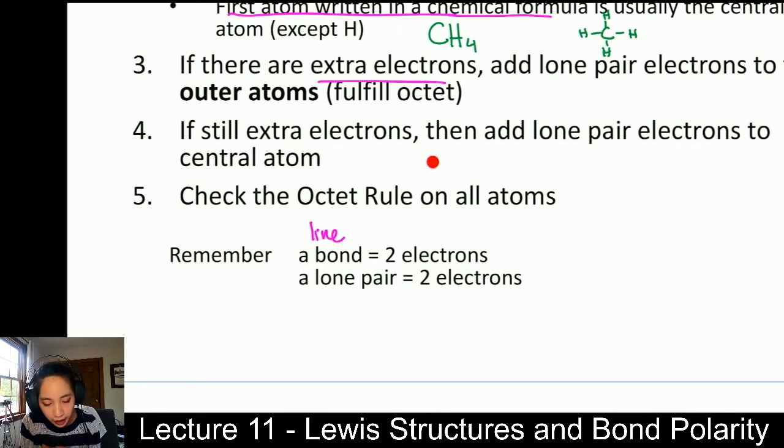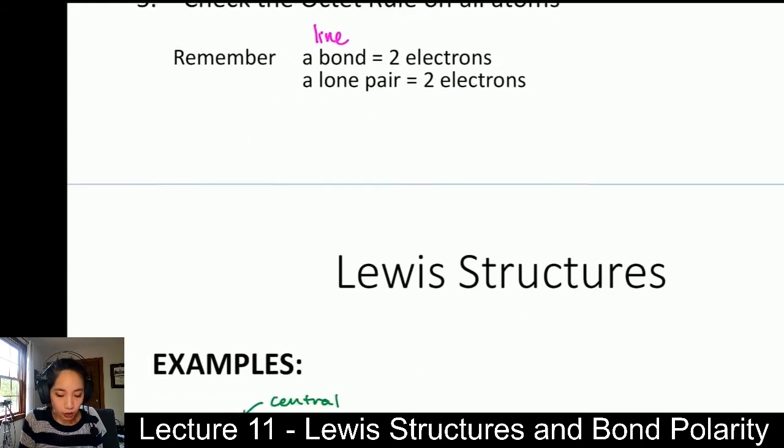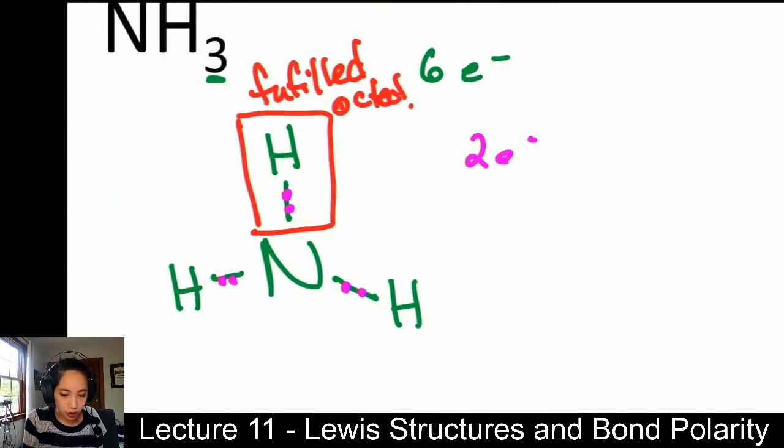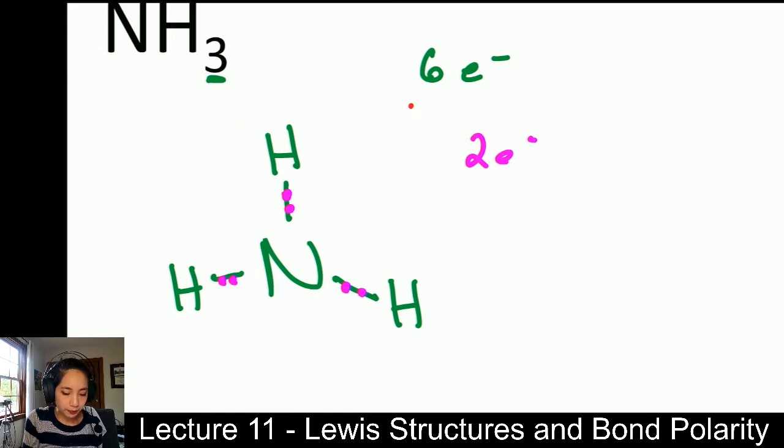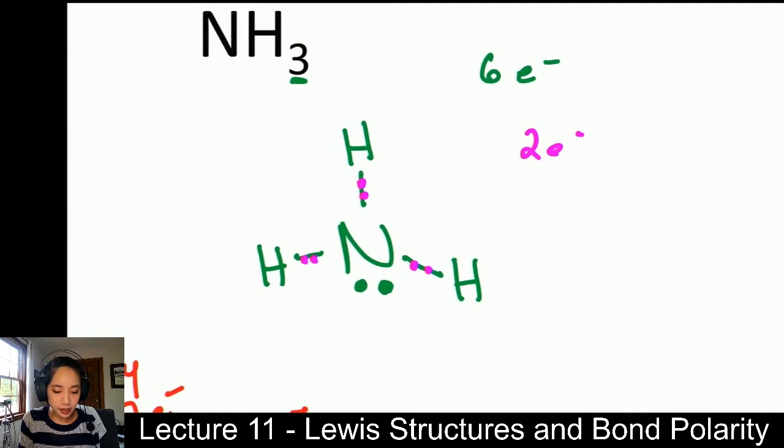So if there are still extra electrons, then add lone pairs to the central atom. Right? So that is the step that we're going to do. I'm just going to erase this. All right, so we have 2 more electrons to spend, so I'm going to place them on the nitrogen, the central atom, as indicated by step 4. All right, and now I have used up all of my electrons. 1, 2, 3, 4, 5, 6, 7, 8. 8 electrons. This is what NH3, or ammonia, looks like.